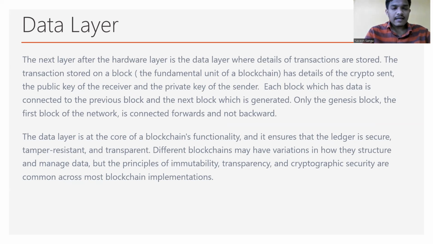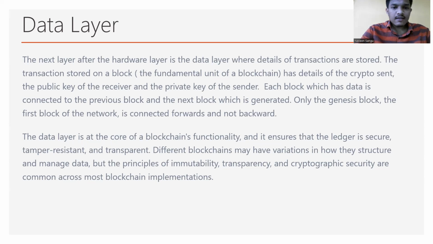Data layer. This layer is used to store the data where details of transactions are stored. The transaction stored on a blockchain has details of the crypto sent, the public key of the receiver, and the private key of the sender. Each block which has data is connected to the previous block and the next block which is generated. Only the genesis block, the first block of the network, is connected forward and not backward.